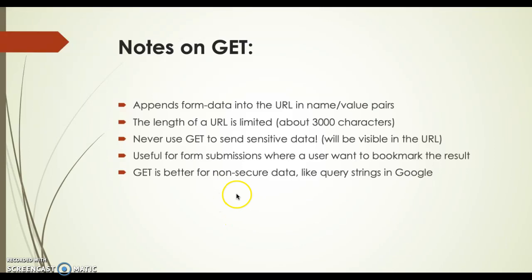The difference between one and the other is that in the case of get, the length of a URL is limited, to about 3,000 characters. It appends form data into the URL in name-value pairs. We never use get to send sensitive data. So get is better for non-secure data like query strings in Google.